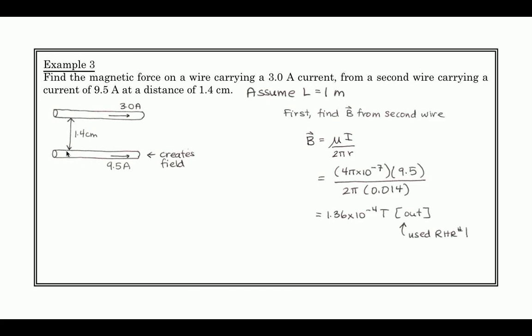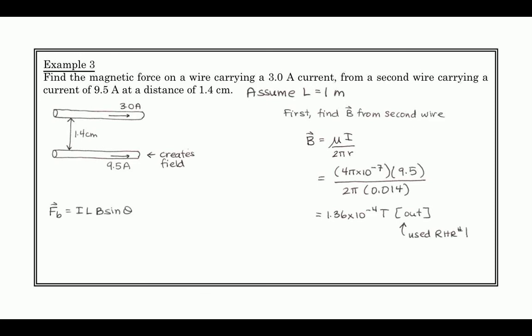because, of course, it's a circular magnetic field, but up here in this region, because it's 1.4 centimeters away, right-hand rule number 1 tells us that, okay, if we put our thumb in the direction of that 9.5 amp current, up here, the magnetic field directly above it is out of the page. Okay, so we used right-hand rule number 1 to solve that. Now, I know the magnetic field where this guy is sitting. It's out of the page and it has a magnitude of 1.36 times 10 to the minus 4.